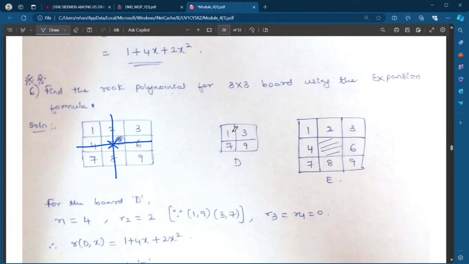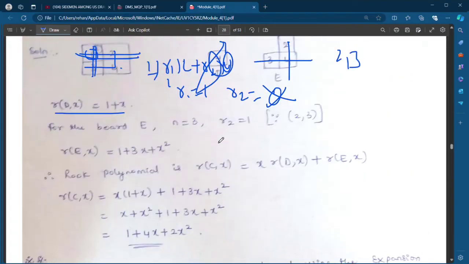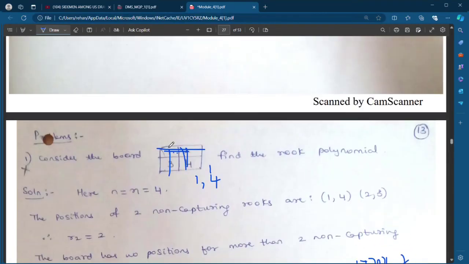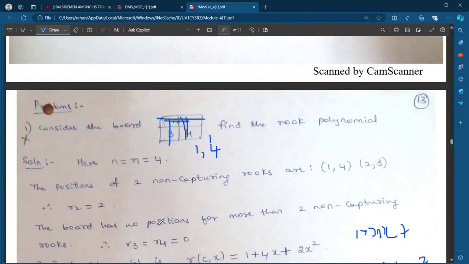You understood, right? From this you can easily find the rook polynomial for a 3 cross 3 board using the expansion. If it is 2 cross 2, you can take any one. If it is 3 cross 3, you take the middle one. So excluding this, that is 1, 3, 7, 9, this is my D. Then E will be all the remaining terms. So now one by one I will find. For this, what will be the rook polynomial?